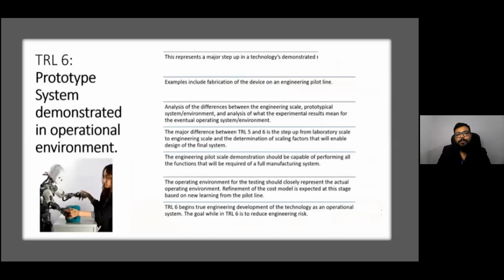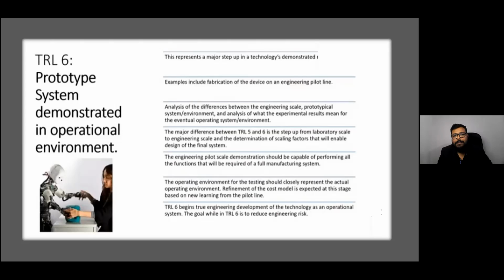Now the sixth one is prototype system demonstrated in an operational environment. Again, you can see this slide; this image is already explaining the whole thing. It represents a major step in which the technology is demonstrated. It is demonstrated among your stakeholders or whoever you are working with. Any innovation is not possible with a single person. That's why in our first step I already told you we should have stakeholders or partners, right? So you can demonstrate this prototype internally with your team.